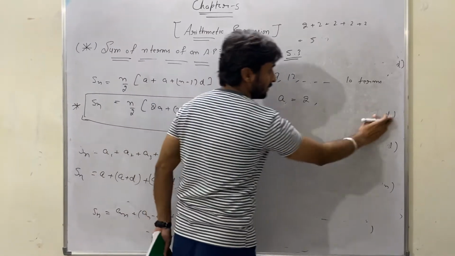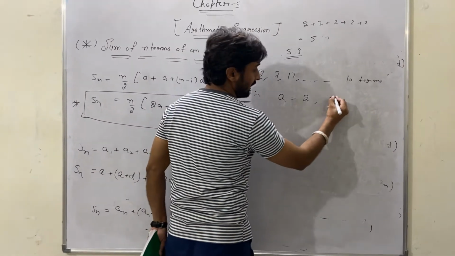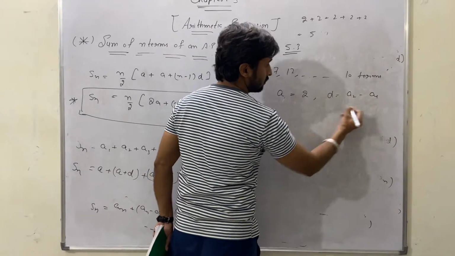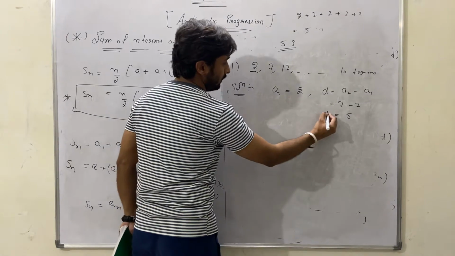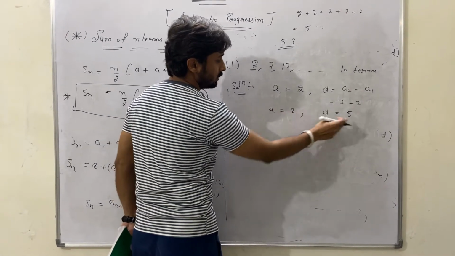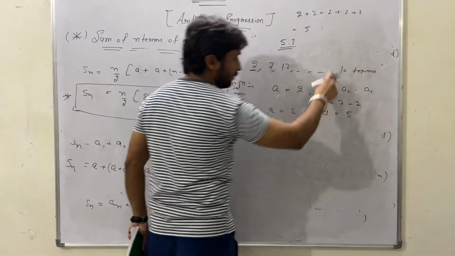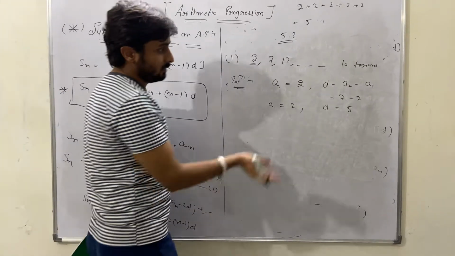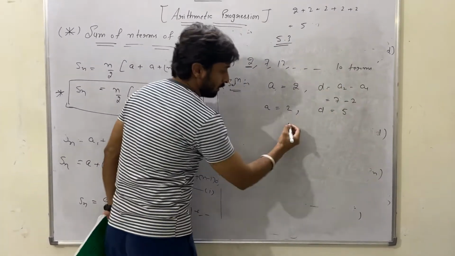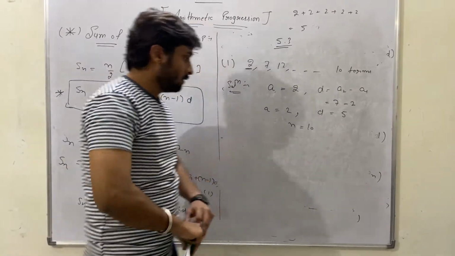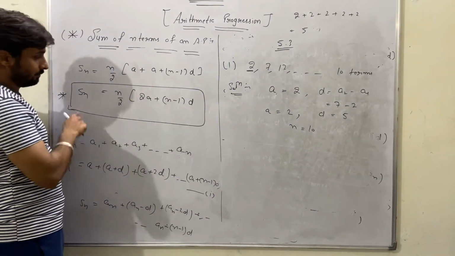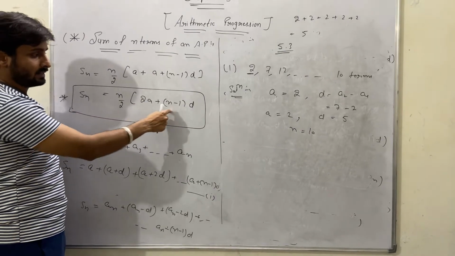Now what is the common difference? We know how to find the common difference: second term minus first term. This will be 7 minus 2, and this will be 5. So we have a is 2, d is 5, and n terms. We have to find the sum of 10 terms, so n is 10. What is the formula of Sn? This is already written: Sn equals n by 2 [2a plus (n minus 1)d].